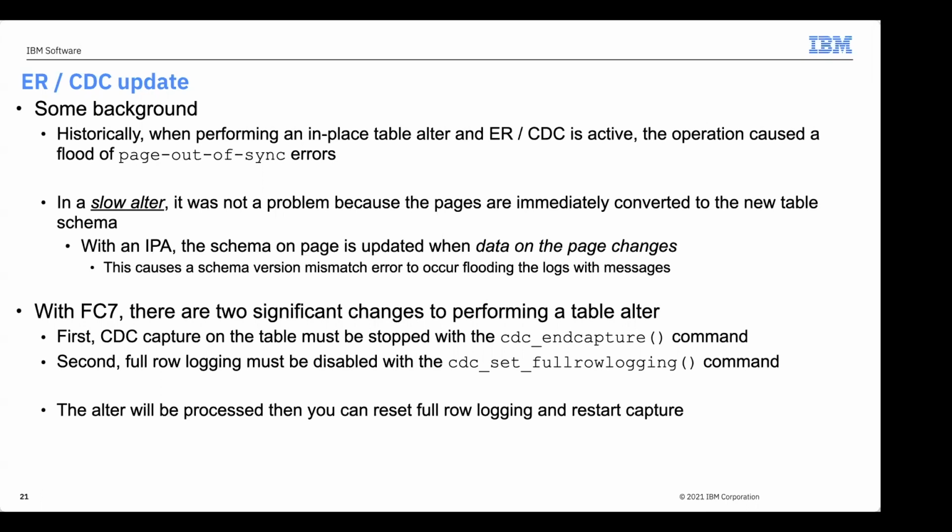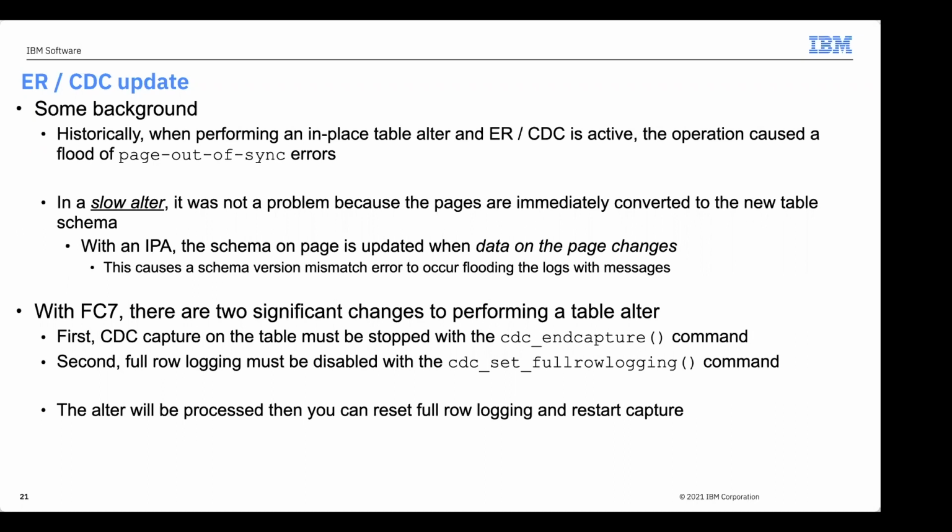The second rule is that you must disable full row logging. There is this CDC set full row logging function that you need to execute. You can then go in and do your in-place alter. We would then strongly recommend you do an update table, set column 1 equal to column 1, so each page's data is updated to the new table schema. Then you can go back in, turn back on full row logging, and restart the CDC capture process.